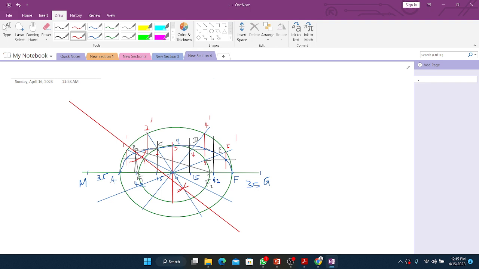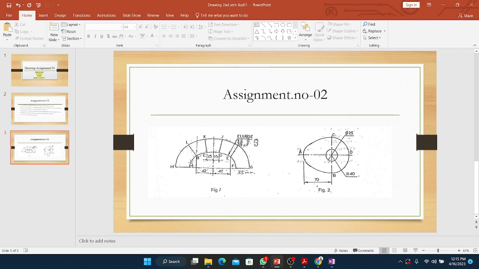We already drew this half ellipse shape, and at the B point this is how you draw a normal at one point. So this is the normal. On this normal from B, you can measure 35 millimeter by using a ruler. That is the point mentioned in the drawing, the L point.